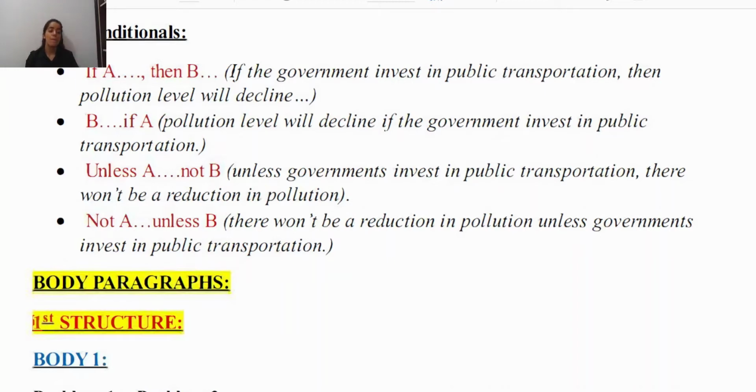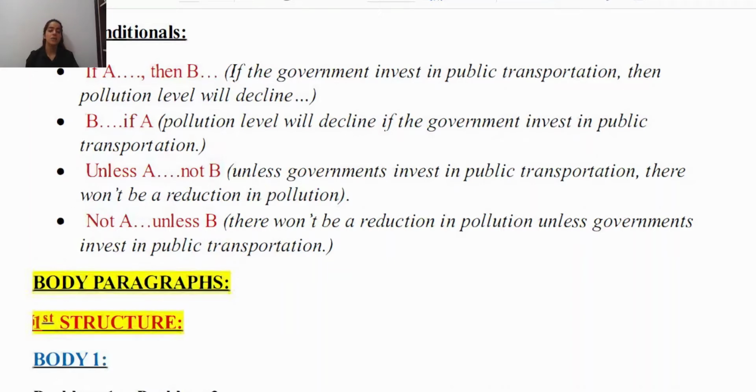The next one, B if A. So here we go with the exchange of these two phrases, but pay attention because there is a very slight yet important point to be considered. Pollution levels will decline. There's no comma any further. Why? Because we haven't started this sentence with an if clause. So we do not need a comma. If the government invests in public transportation.